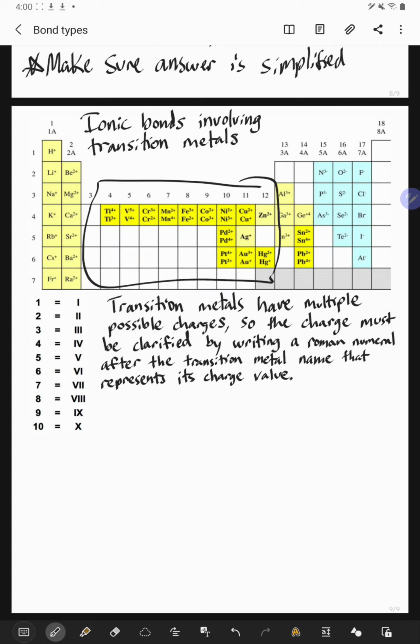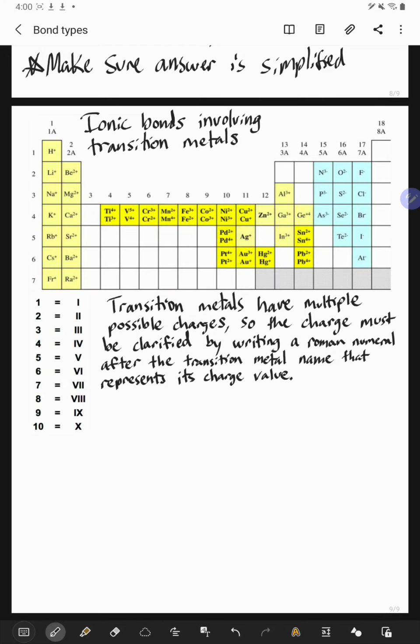These are called transition metals. They are the metals in between, in the D block, that are more or less in the middle of the periodic table. And these metals are special because they're a little bit funky. Sometimes they have one charge, sometimes they have another charge.